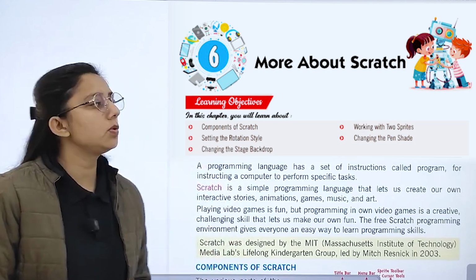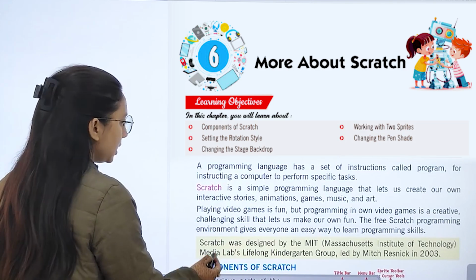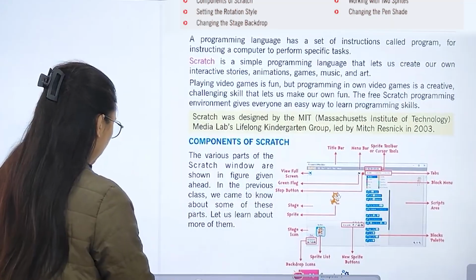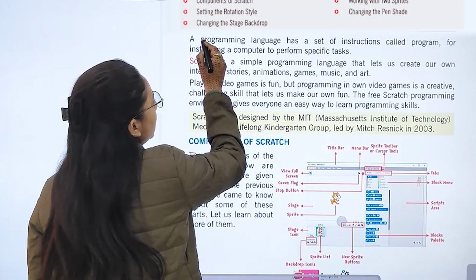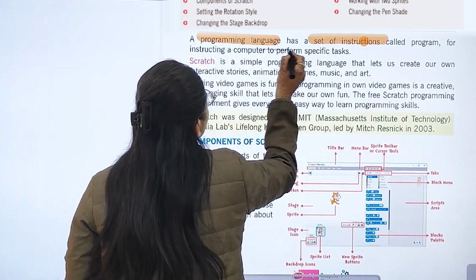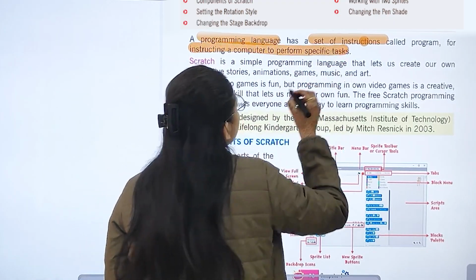In this chapter, we will study about Scratch. What is a Scratch program? What are its different components? So let's start with the chapter now. First, a programming language has a set of instructions called a program for instructing a computer to perform specific tasks.